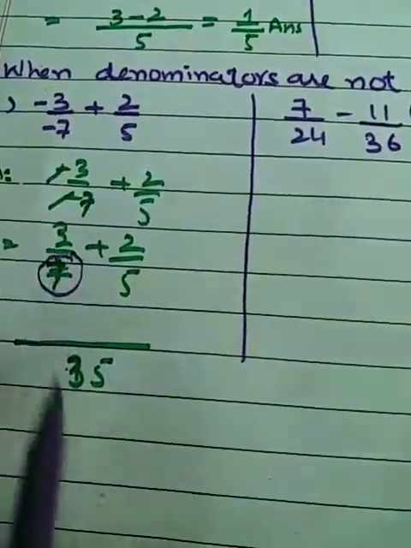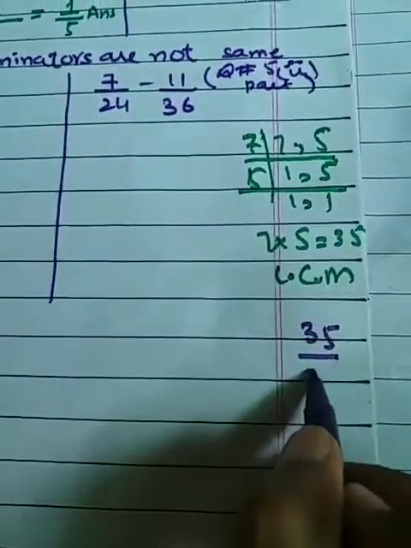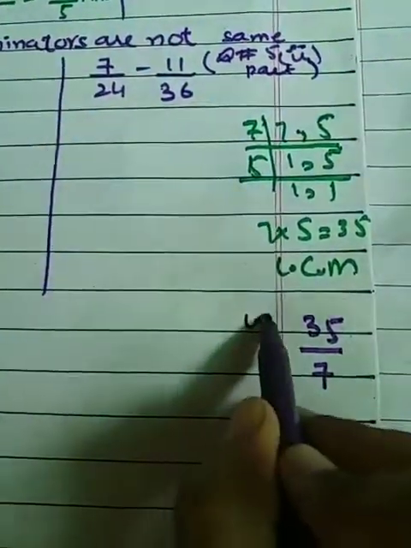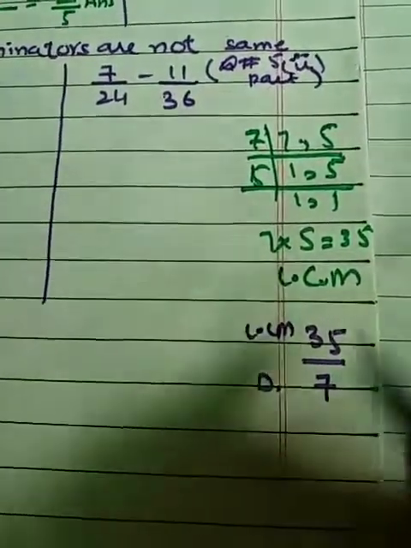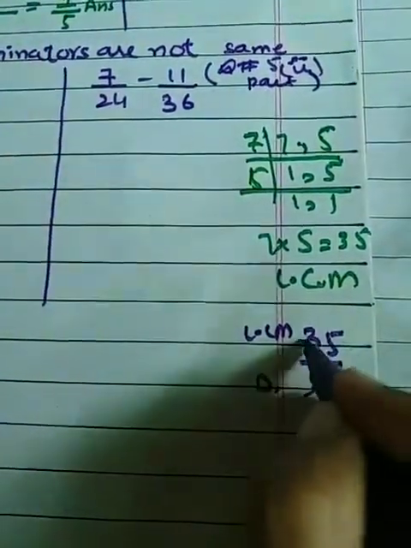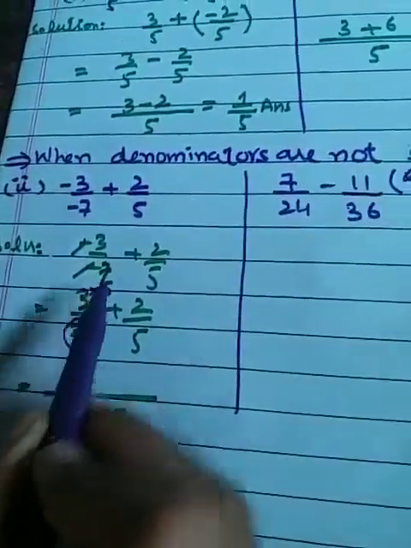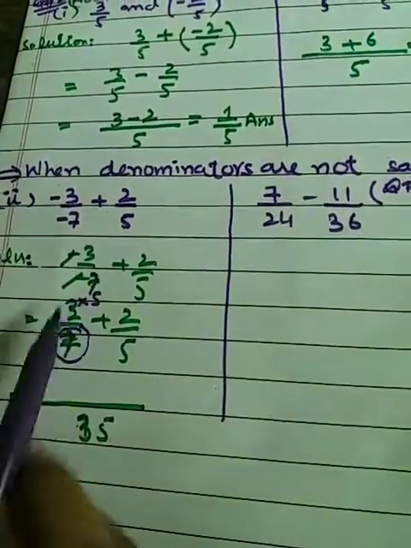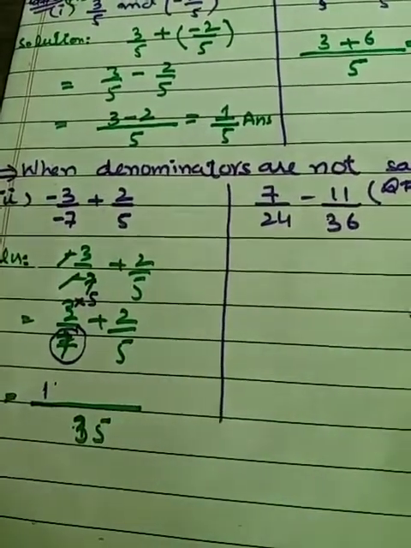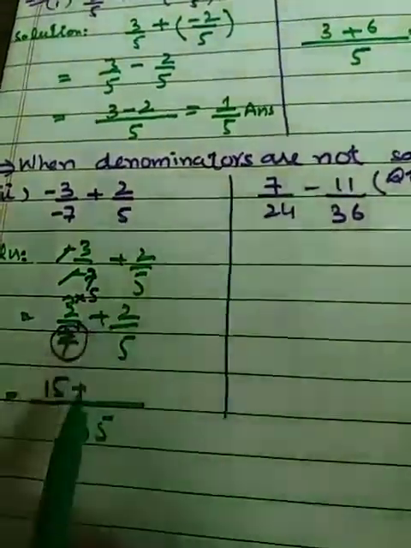Now solve with this denominator term by the LCM. Write the LCM above and the denominator below, and cut these with the common divisor. 7 1s are 7, 7 5s are 35. But you got an answer here. Multiply this answer with the respective numerator of the denominator by which you divided the LCM. 3 multiplied by 5, that is 15 here. Write the sign whatever is here.